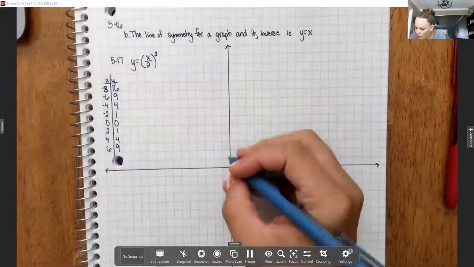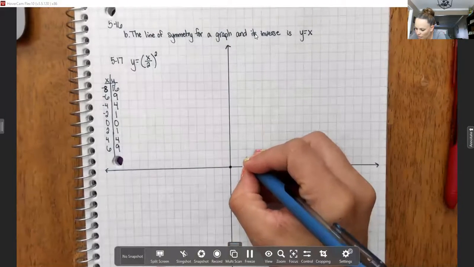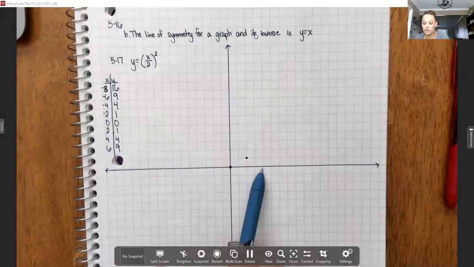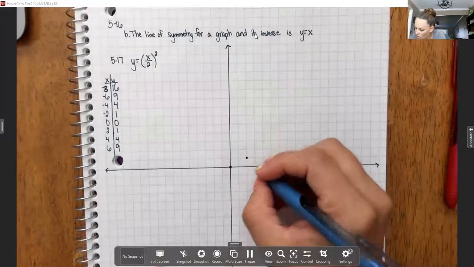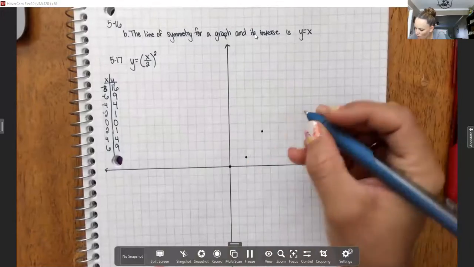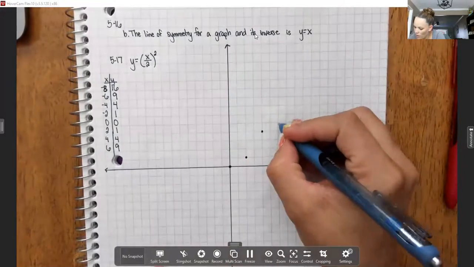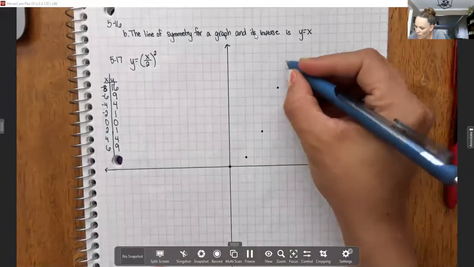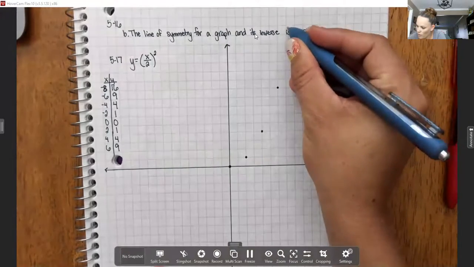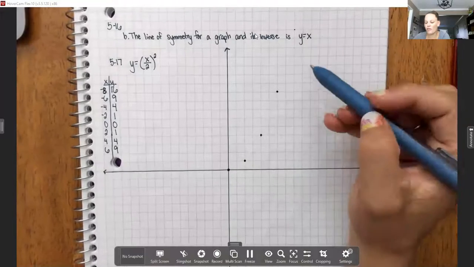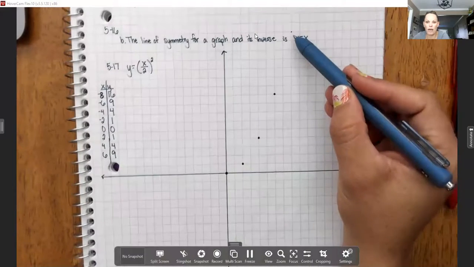So plot those points. Again, I'm just going to count by ones. My point for 16 doesn't quite fit on my graph.